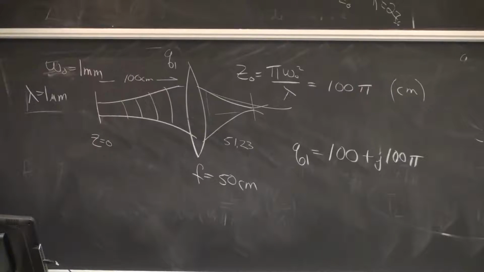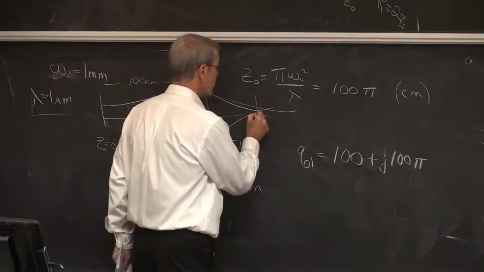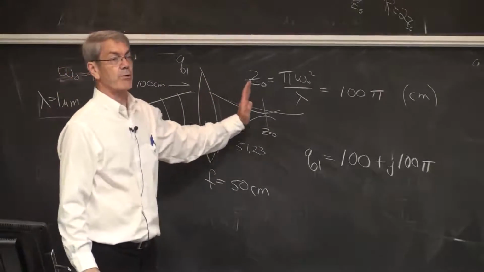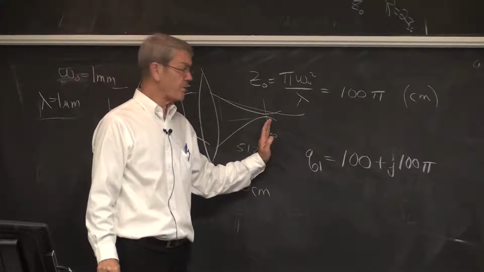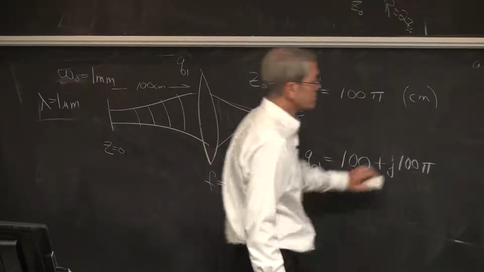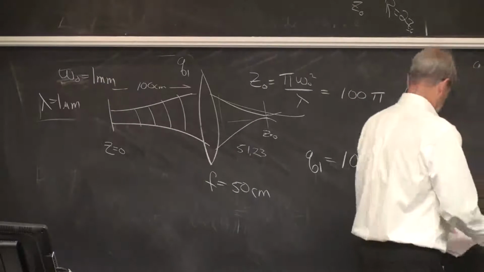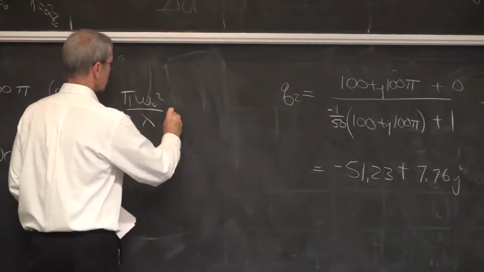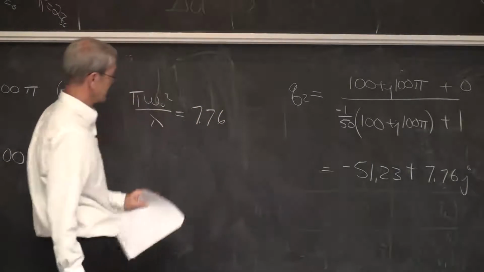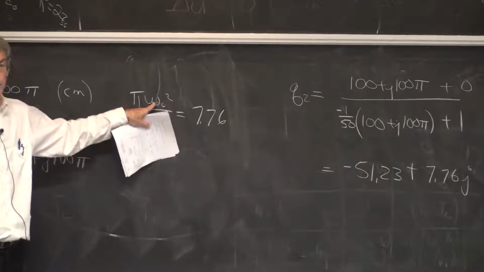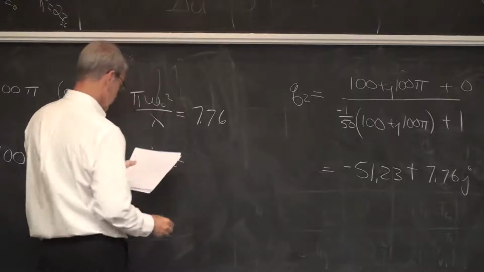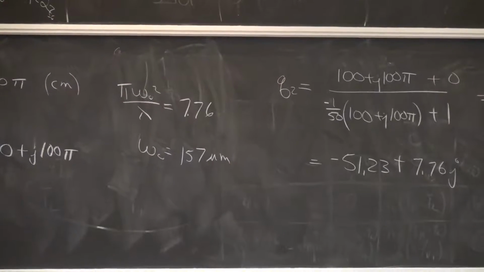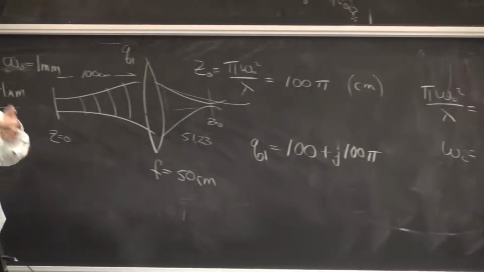How big is the waist? How tight's the focus? Well, the new focus is right here. This is the new Z equals 0 now. So this is the old waist. As soon as I transform it, I've put a new waist out here, so I've got a new 0. And the size of the beam is going to be, I know, pi omega naught squared over lambda equals Z naught, 7.76. And so I know lambda, I know pi, solve for omega naught, and I find that omega naught, the new beam waist, is going to be 157 microns. So, as soon as I do this transform, I not only know where the new waist is, I know how big it is.